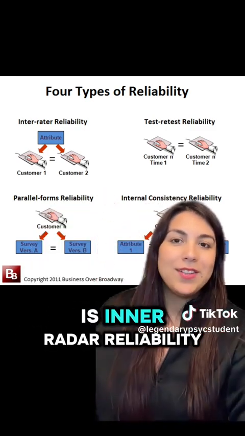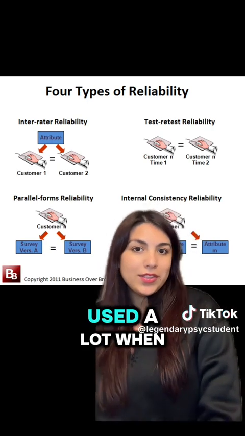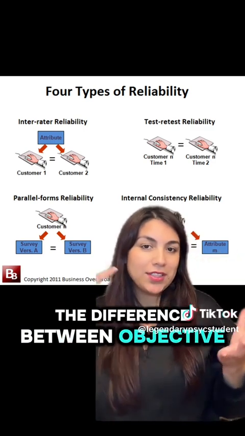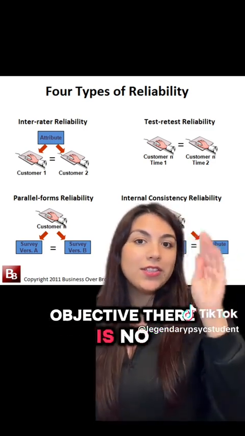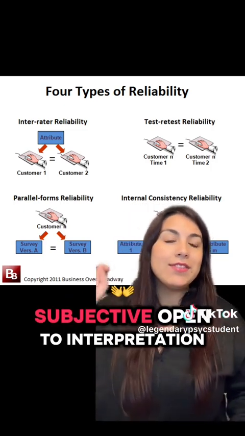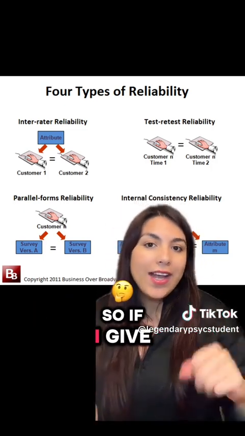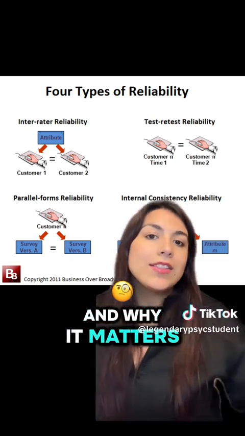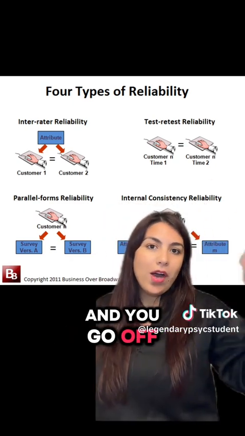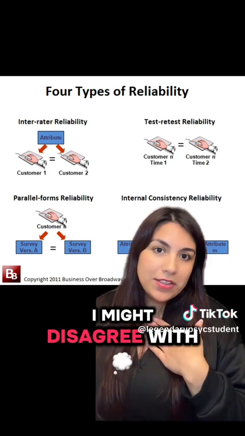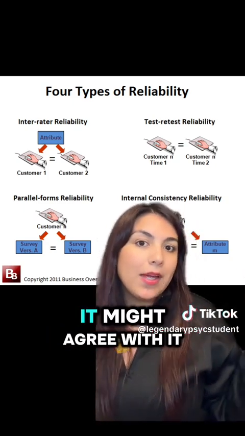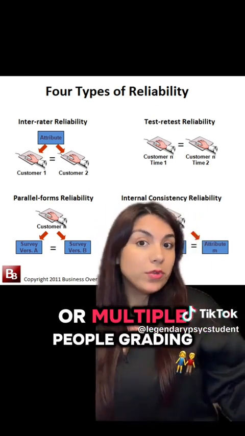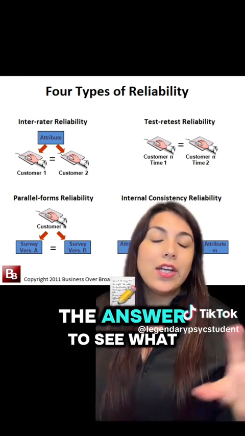Next one we have is inter-rater reliability. This one is used a lot when we have subjective tests. Remember, we talked about the difference between objective and subjective. Objective, there is no denying that that is the answer. Subjective, open to interpretation. So if I give you an open-ended question talking about climate change and why it matters and why it's important, and you go off and off and off, I might disagree with your statement, but another person grading it might agree with it. So that is inter-rater. You have two different people or multiple people grading the answer to see what you get.